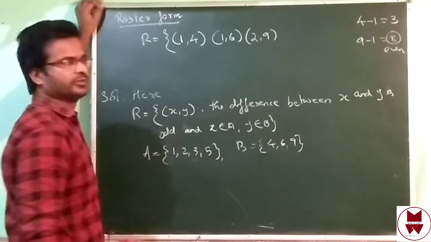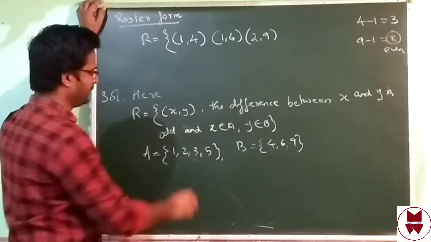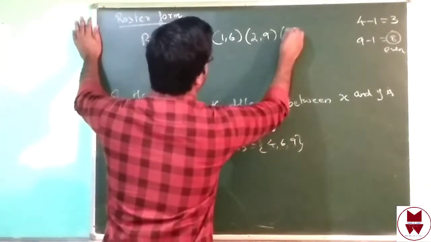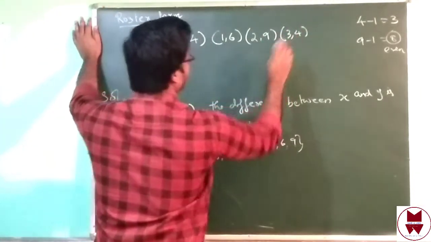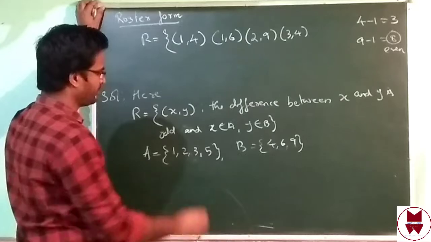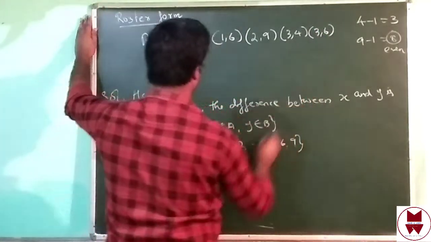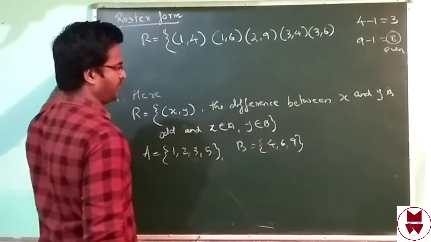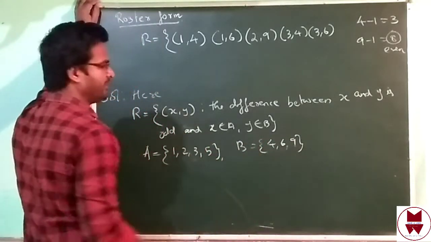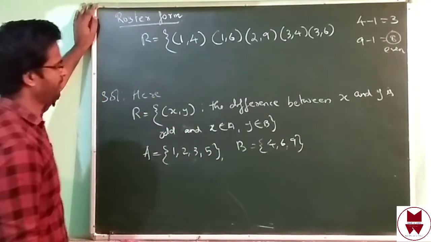Then 2, 9: 9 minus 2 is 7. 7 is an odd number. Then 3, 4: 4 minus 3 is 1. 1 is an odd number. Then 3, 6. Then 3, 9. We cannot do it because 9 minus 3 is 6. 6 is an even number only.